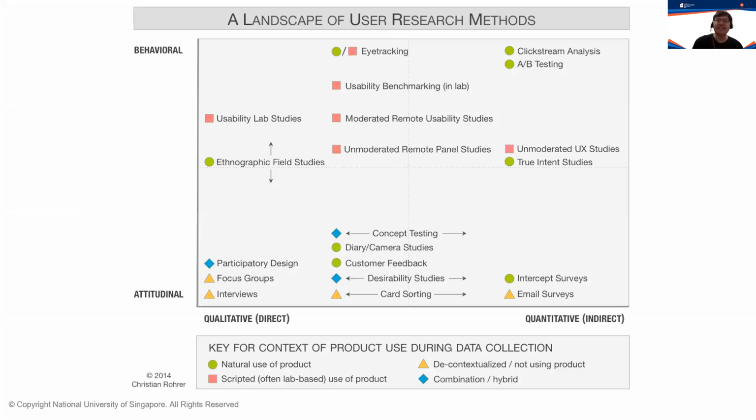So this is the landscape of user research. As you can see, the top part is more of the behavioral part, and the bottom part is more of the qualitative part, more toward the emotions and also the attitude issues that come up when we interview the user directly, right?